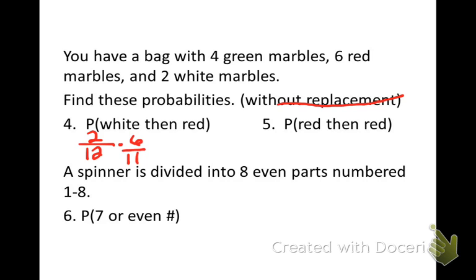So we can do some canceling. 6 goes into 12 two times, and we can also cancel this 2 with this 2. If you don't notice that, you're going to have to reduce in the end, and you get 1/11.